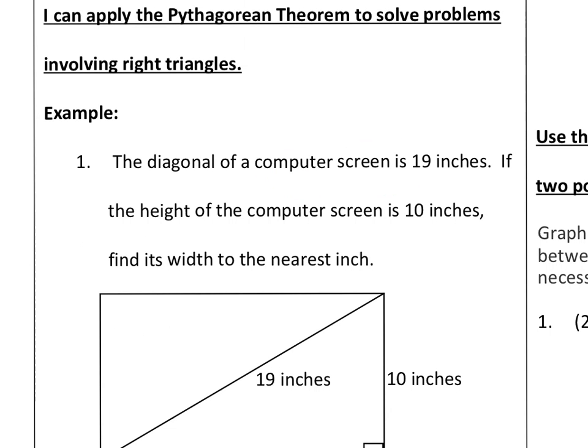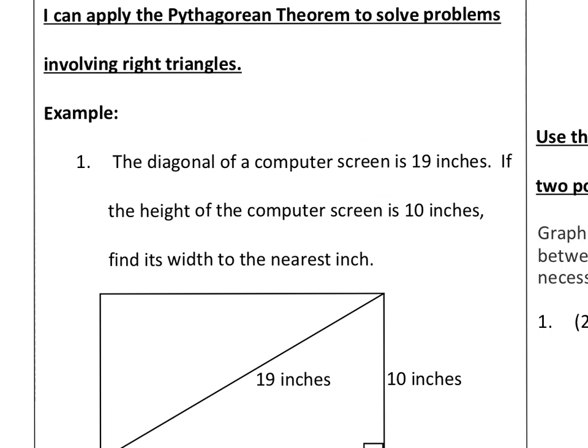Okay, now what we're going to do is apply the Pythagorean theorem to solve problems involving right triangles. So if we take a look at this first example, we're given the measurements of a computer screen. It says the diagonal of the computer screen is 19 inches. If the height of the computer screen is 10 inches, find its width to the nearest inch.